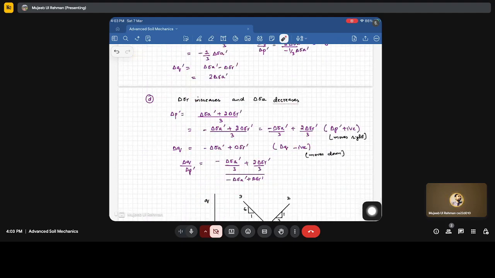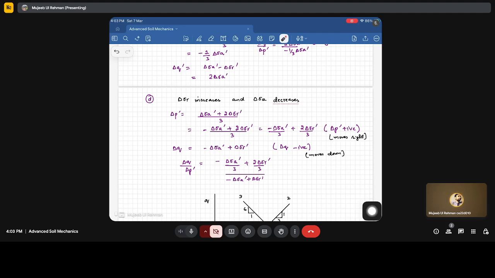So delta p dash is equal to delta sigma a plus 2 delta sigma r dash divided by 3. So delta sigma a is decreasing, we have represented by a minus sign: minus delta sigma a dash plus 2 delta sigma r dash divided by 3. So we will separate it. So it's minus delta sigma a dash divided by 3 plus 2 delta sigma r dash divided by 3. And delta q is equal to minus delta sigma a dash plus delta sigma r dash.